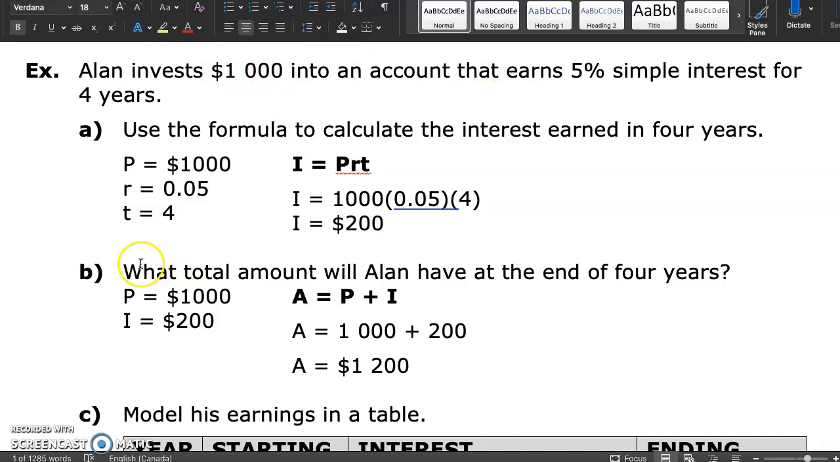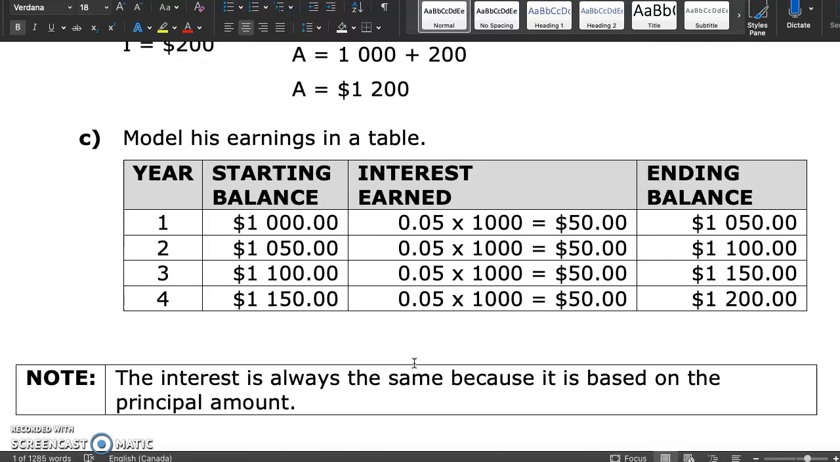interest. Next question: what total amount will Alan have at the end of 4 years? We're given the principal and the interest, and we can figure out the amount. I always start off with what they are asking for, the amount, what formula I know involving the amount, what's given, what's unknown, and then substitute and solve. So we end up with $1,200 altogether at the end of that investment.